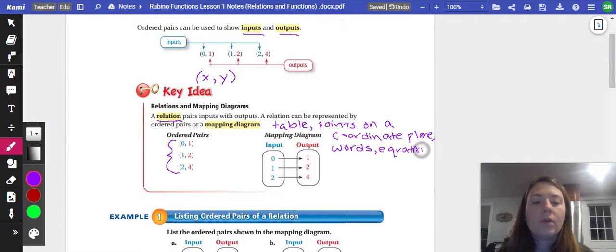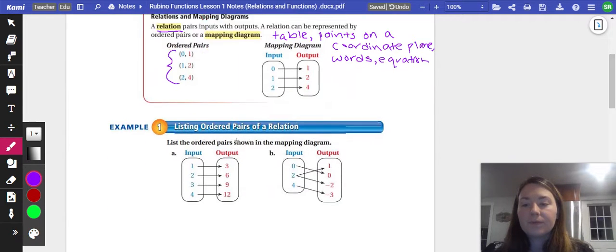In this section, we're going to focus mainly on ordered pairs, mapping diagrams, and we're also going to throw some tables in there. So remember that a relation just pairs inputs with outputs, okay? So it's a set of inputs that are paired up with a set of outputs. Let's move on to example 1.